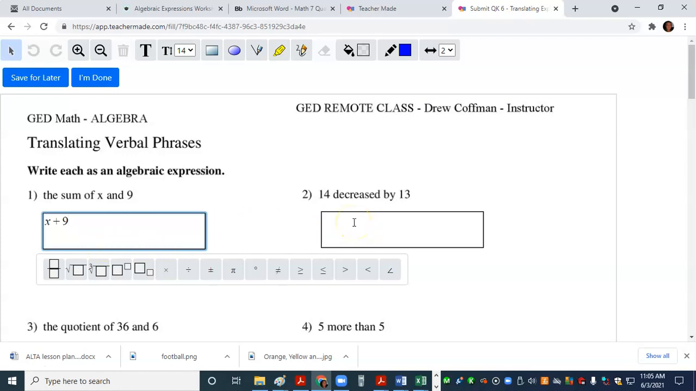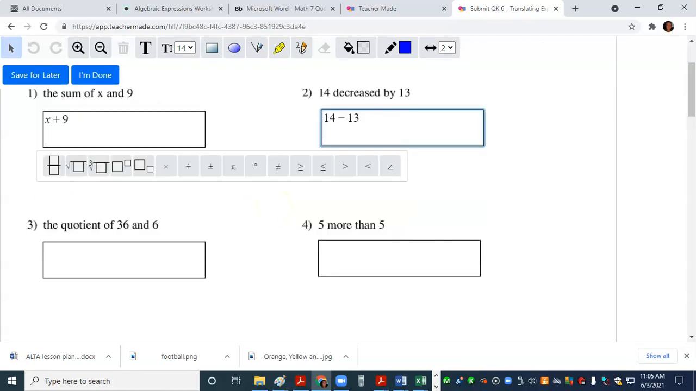And I can go to number 2. Decrease means subtract. Remember that the order has to be correct with subtraction. So I'm going to put in 14 first, subtract 13. Right? Now down here we have a quotient problem.